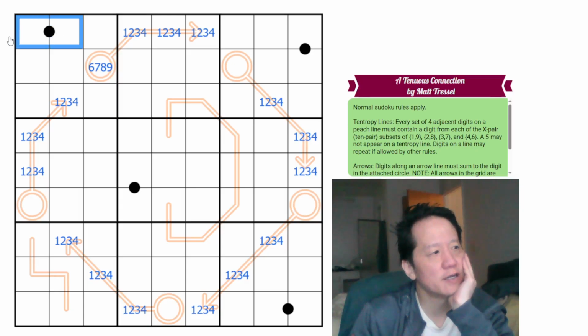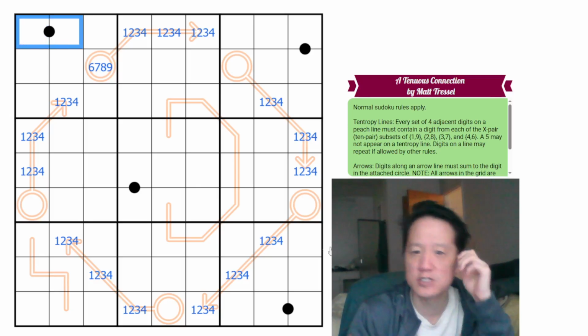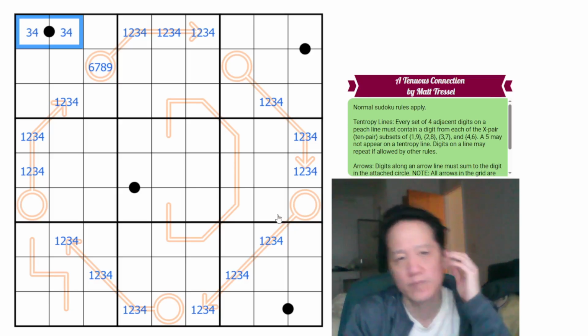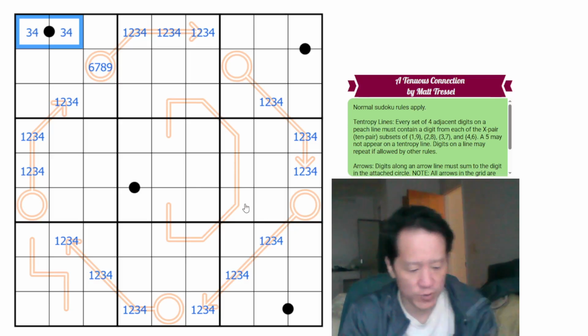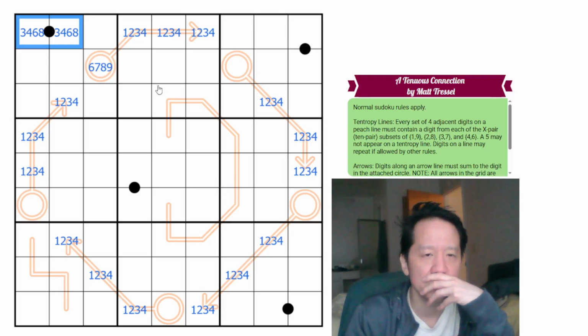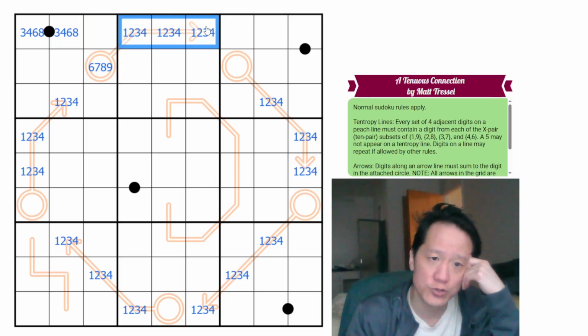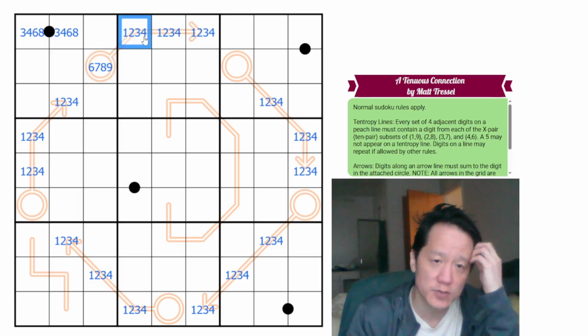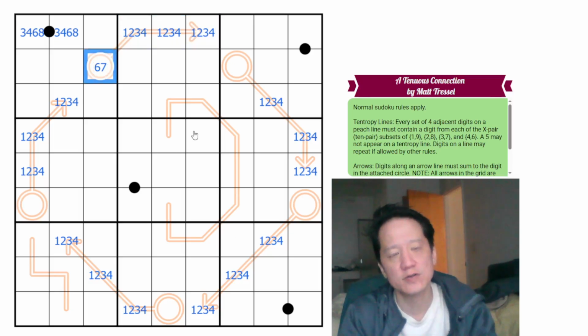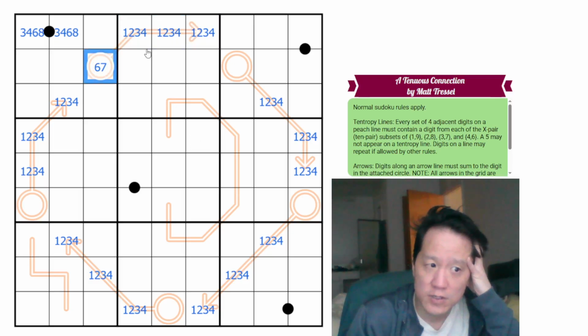So this cannot be a combination of 1 and 2. It cannot be 2, 4 either. So this is specifically 3 or 4 with 6 or 8. Therefore, this has to be 1 or 2. If it's 1, 2, 3, this becomes 6. If it's 1, 2, 4, this is 7. So either this is 6 or 7.